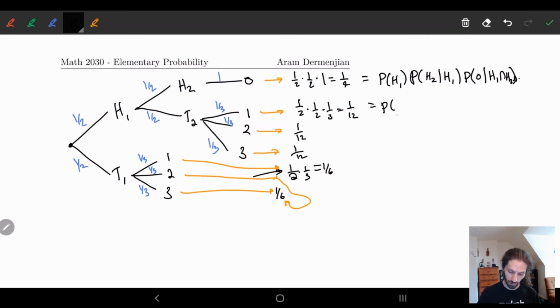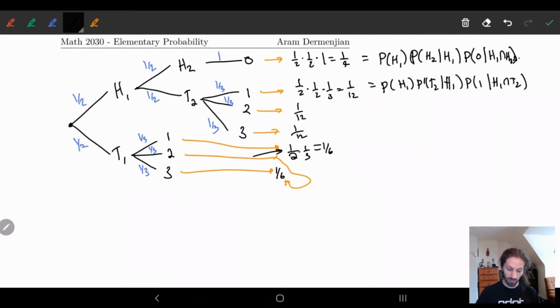We have the probability of H1 times the probability of tails 2 given H1. And then finally, for this first one, we get the probability of 1 given that H1 and tails 2 happened. So we're starting to see where this trend of conditional probabilities is really coming in.